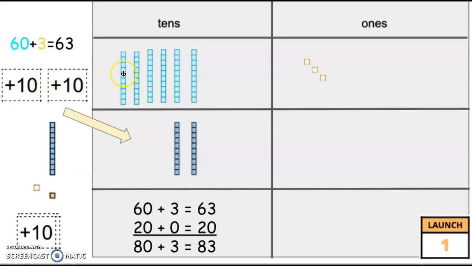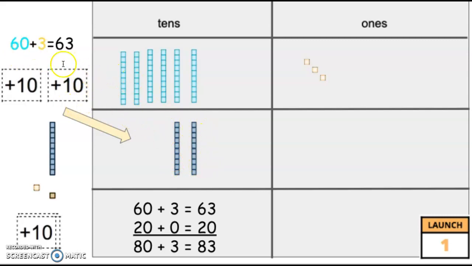Last time, we had 60 plus 3, and we split them up in 6 base 10 blocks. Each one of these was 10, and we have 6 of those, so that's 60. And then we had the 3 with 3 ones, 1, 2, 3. So for the 63, we wanted to add 2 tens. We added 1 ten block and then another one.